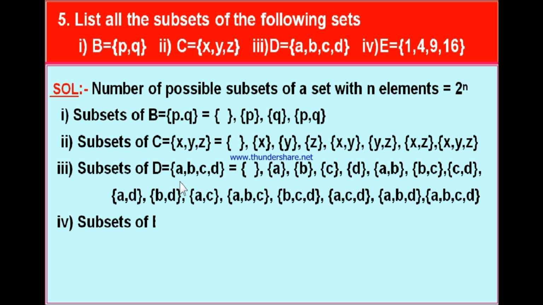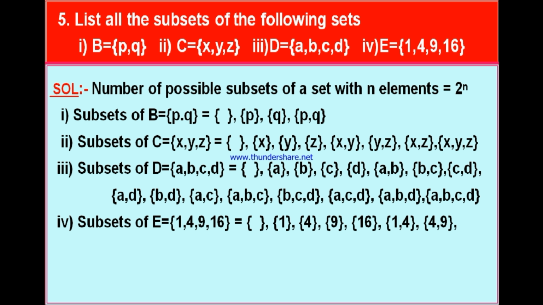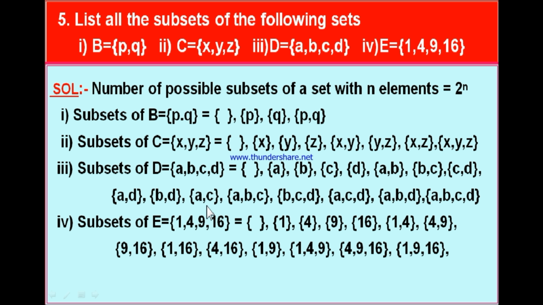In the same manner, we can write the subsets of E is equal to the set 1, 4, 9, 16. Set with 0 elements, empty set. Set with single elements now. Set 1, set 4, set 9, set 16. Next, set with 2 elements. Set 1, 4, set 4, 9, set 9, 16, set 1, 16, set 4, 16, set 1, 9. These are the different 2 element sets.